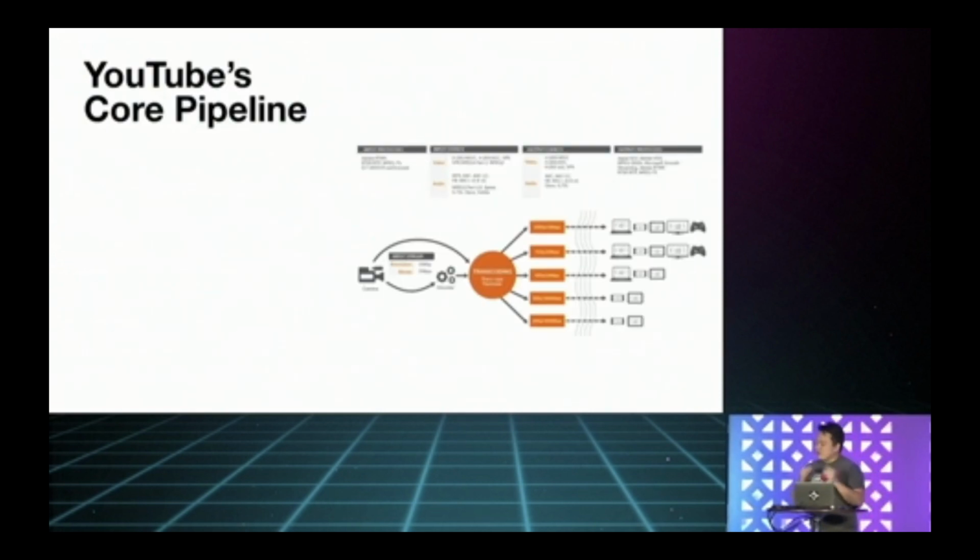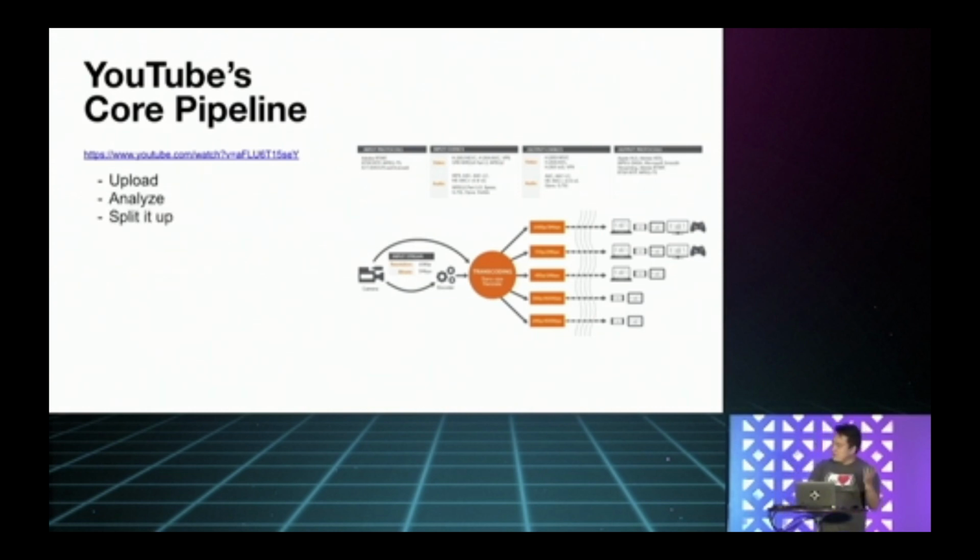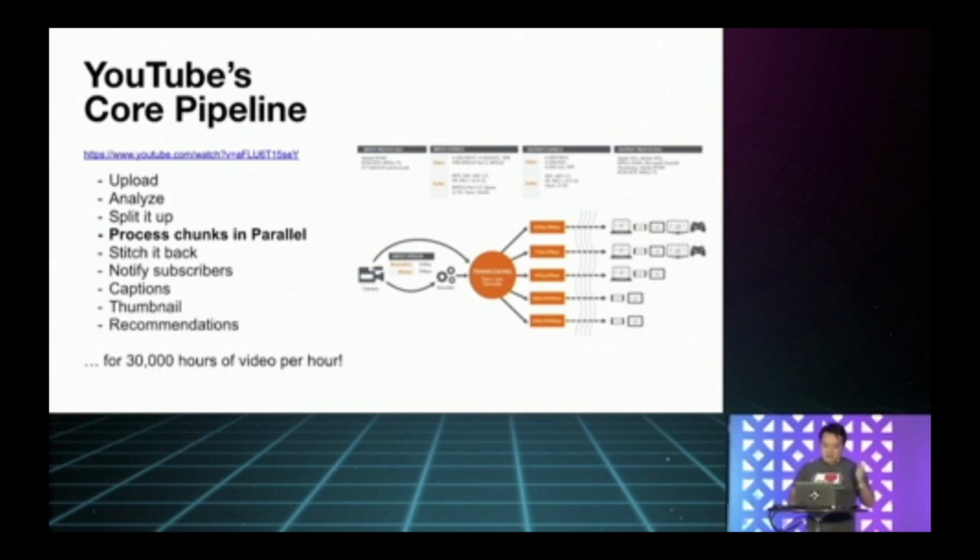The YouTube core media pipeline actually goes into a lot of detail on this. There's actually a small little YouTube video I found that goes into a little bit of the backend. First, you have to upload, you have to analyze the metadata, you split it up into chunks, process the chunks in parallel, stitch it back, notify subscribers, captions, thumbnail, recommendations, all to scale at 30,000 hours of video per hour. It is the largest media platform on earth.